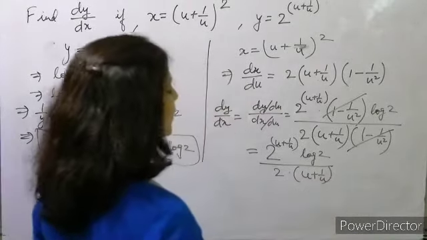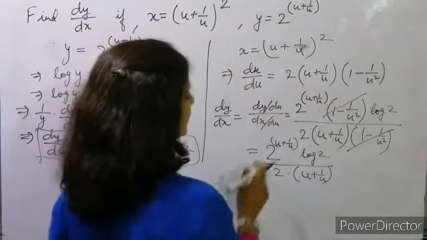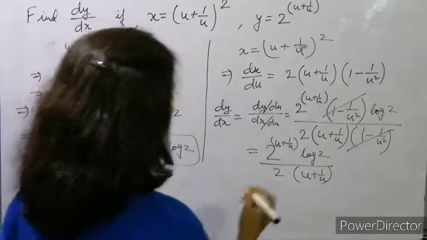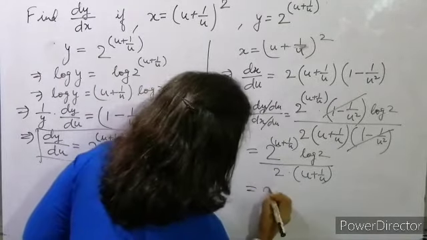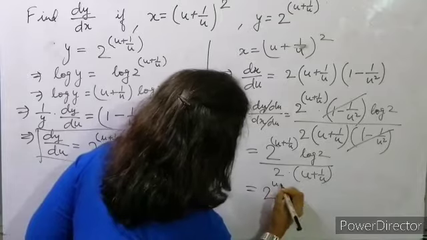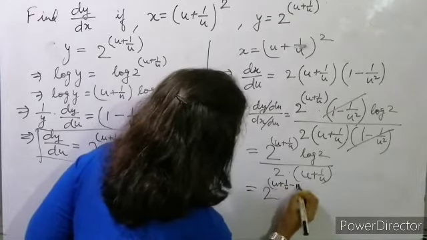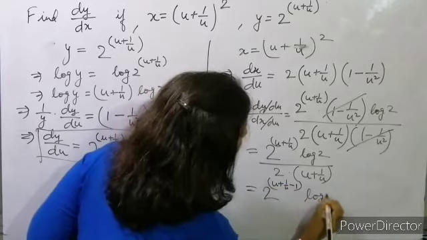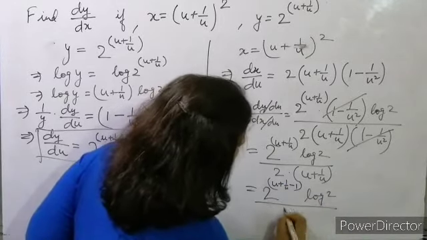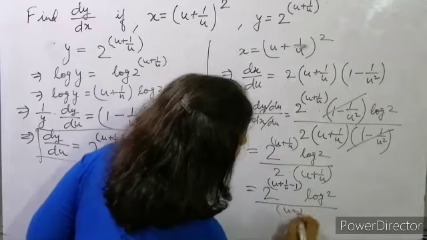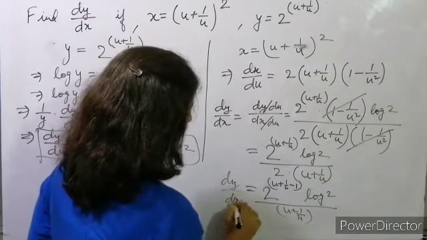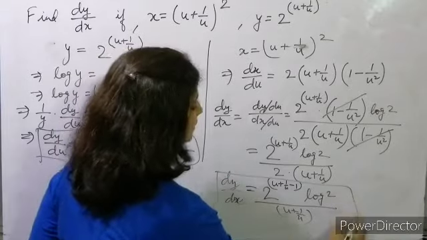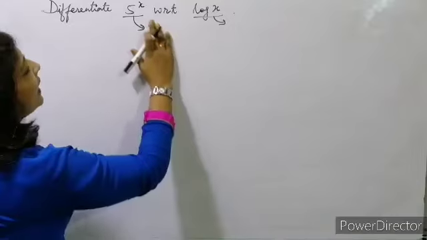Okay, so 2 को हम ऊपर लेकर जा सकते हैं, बट ऐसे भी रख सकते हैं. So in that case 2 will be -1 हो जाएगा. So 2 will be u plus 1 upon u minus 1 and log of 2 divided by u plus 1 upon u. Okay, so this will be the value of dy by dx. ठीक है, so ये होगा dy by dx का वैल्यू x के टर्म में है.